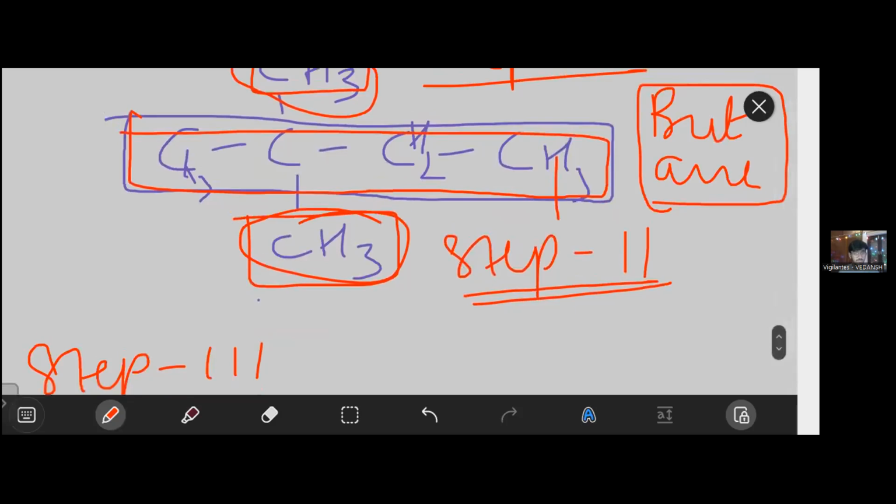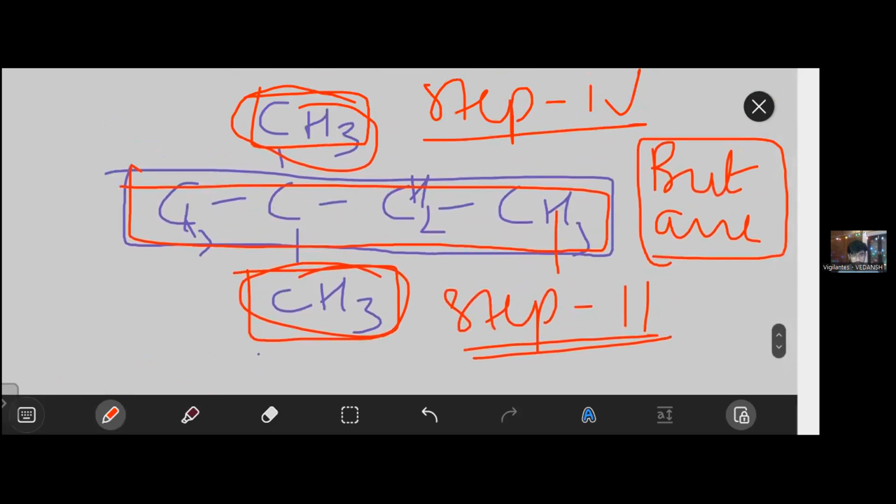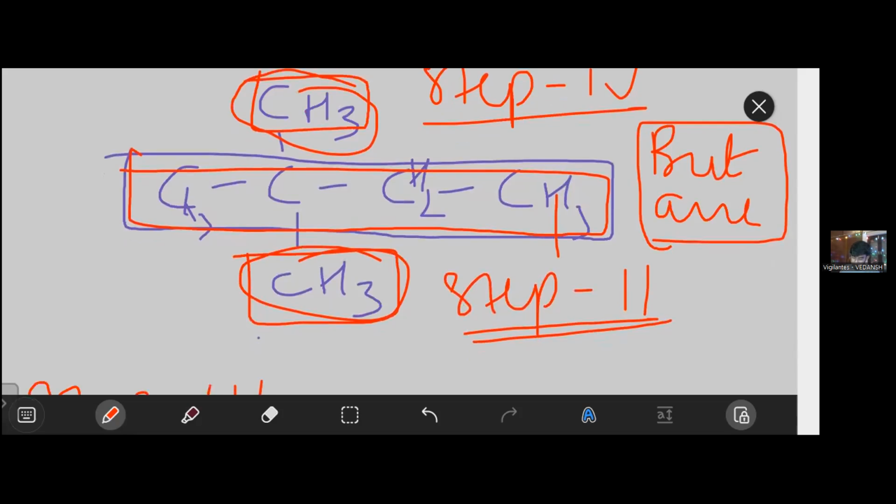Now moving on to step 2. You identified the substituent chains. So you have CH3 and CH3. So you mark them dimethyl.